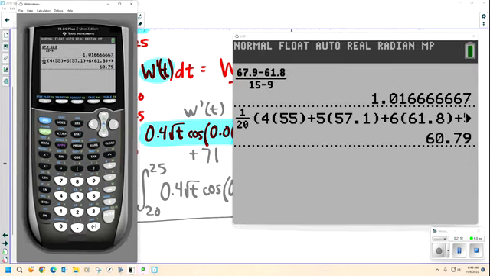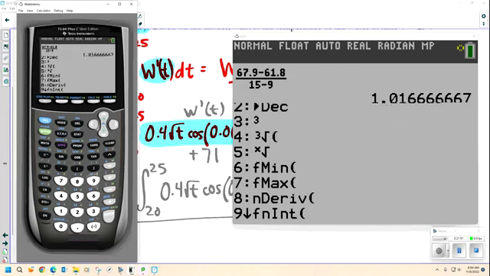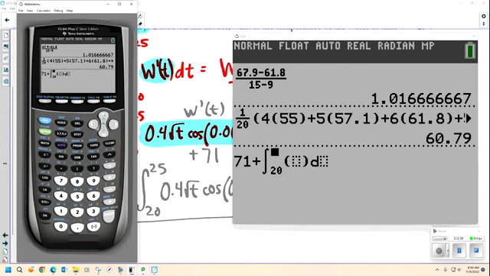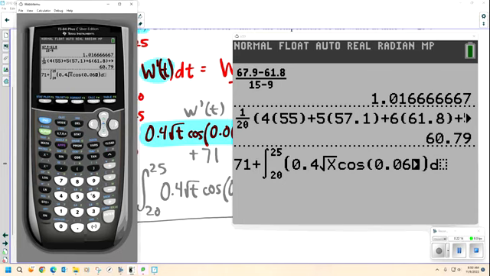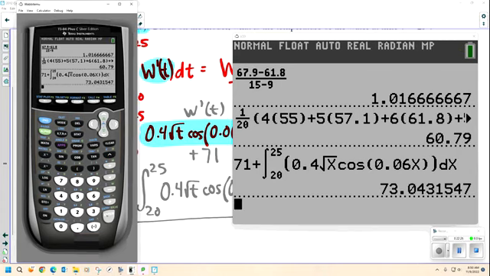Okay, so let's turn this on. I'm going to have 71 plus math 9. My lower bound is 20, my upper bound is 25. 0.4 times the square root of x, we're using x instead of t, then cosine of 0.06 x, parenthesis. I have two opening parentheses, so I should have two closing parentheses, and I do. Then dx, and I just hit enter. And I get 73.043.